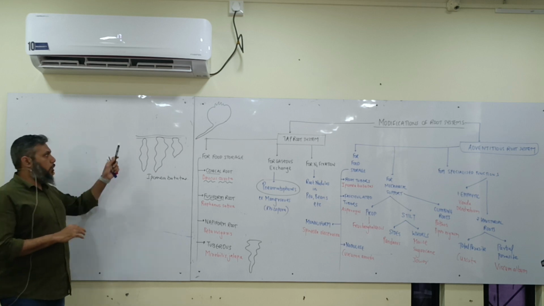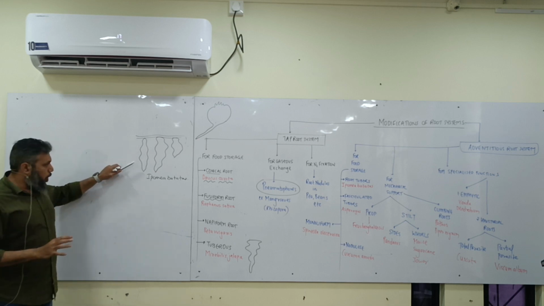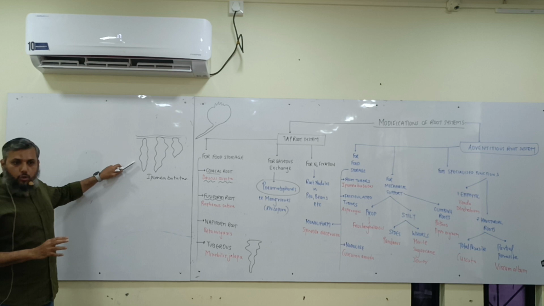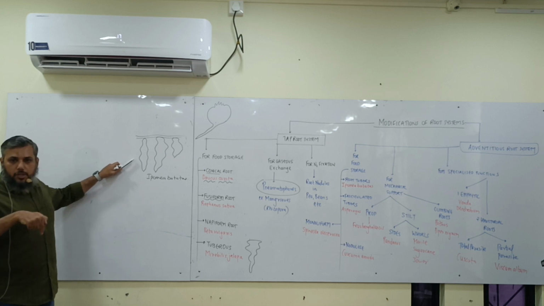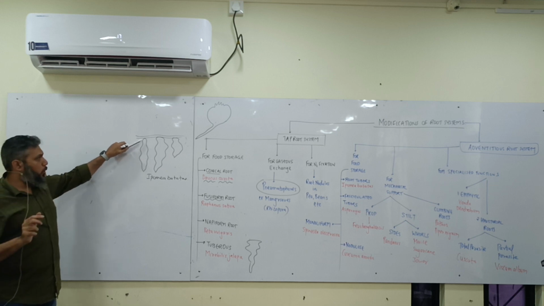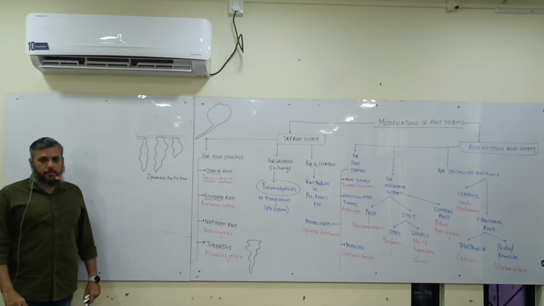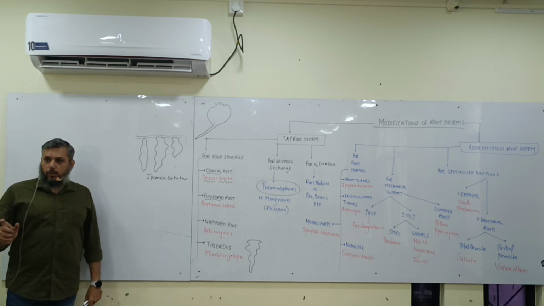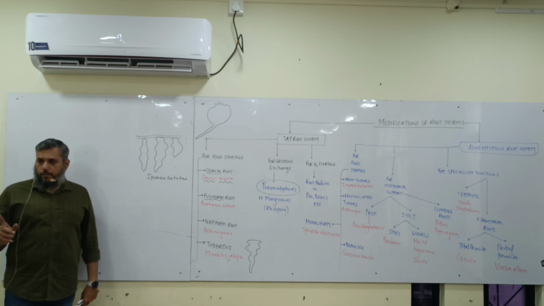In unfavorable conditions, the whole upper part of the plant will die; what will remain under the soil is the tuber. On the return of favorable conditions, the tuber will have buds and growing points, and from those growing points a new plant will come. Did the class follow what I said? Yes or no, everyone? Yes.